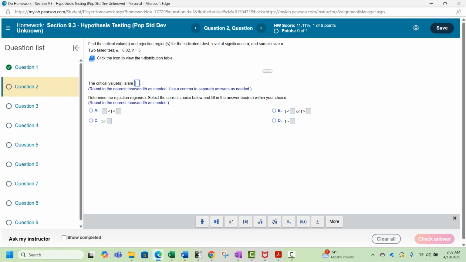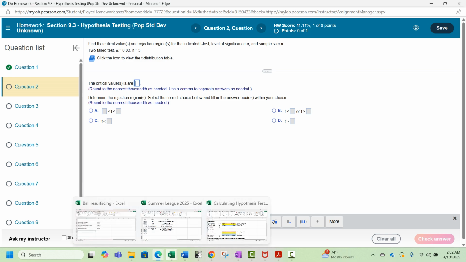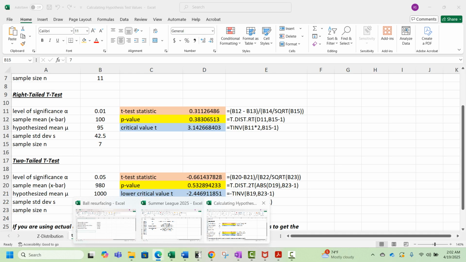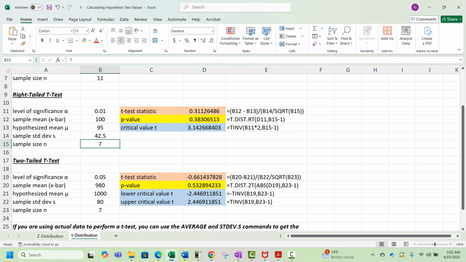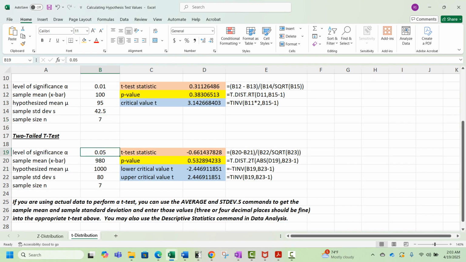So it's alpha 0.02, n equals 5. We don't need anything else to get the critical value. If it was calculating the test statistic, we would need that. But it's 0.02, two-tailed, n is 5. Right here. N is 5. So there are the critical values. Let's see how many decimals it wants.